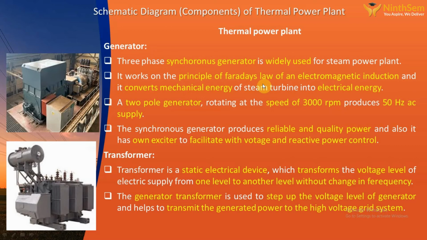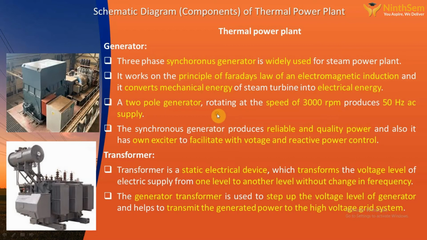For producing 50 Hz AC supply power, a two-pole generator rotating at a speed of 3000 rpm is normally used. So the synchronous generator is widely used for power generating applications. Why? Because it is more reliable, flexible, and it supplies quality power, and also it has the facility to provide one excitation to have reactive power and voltage control. So generally the synchronous generator is used for power plant applications.